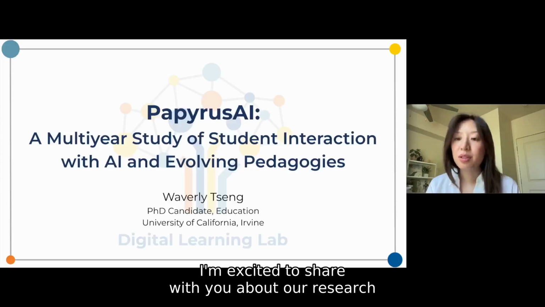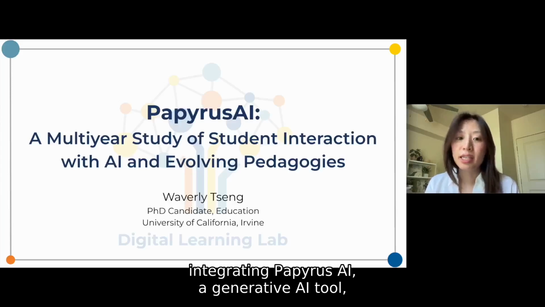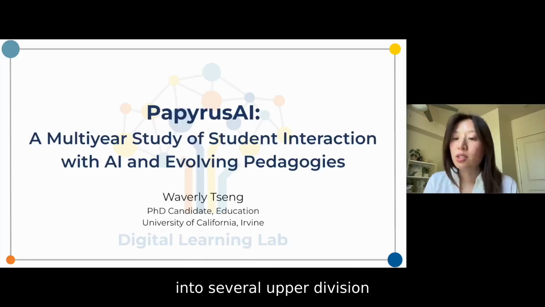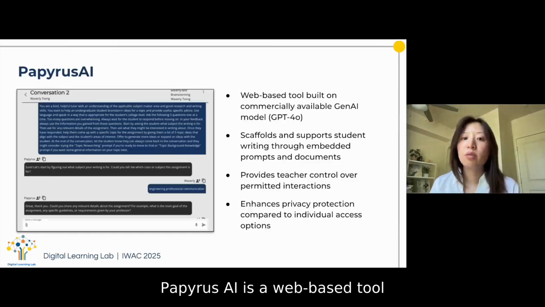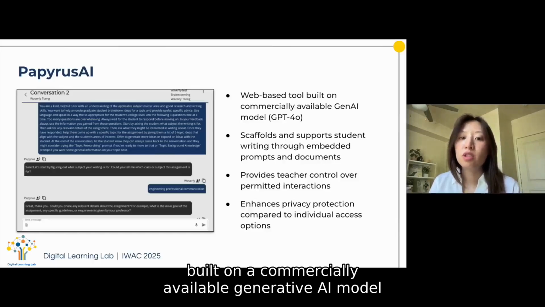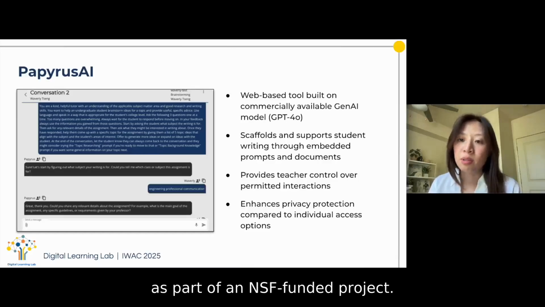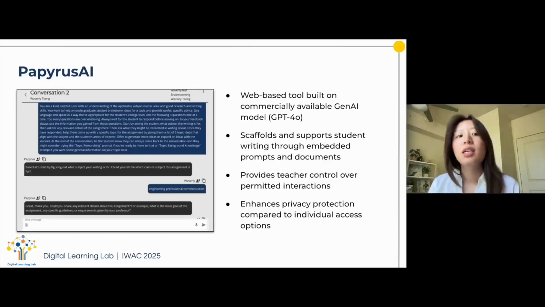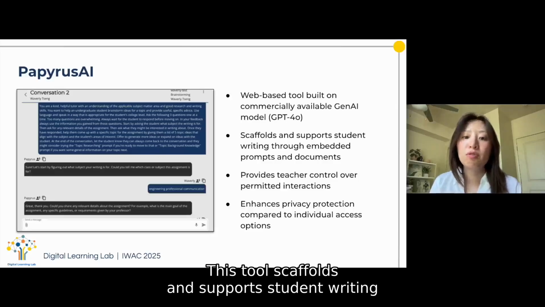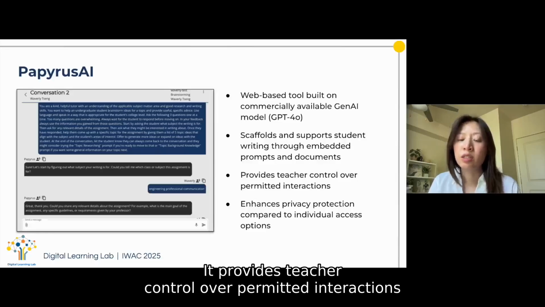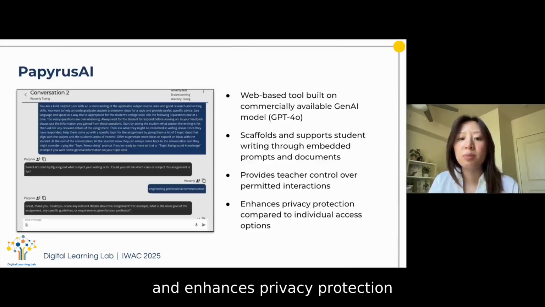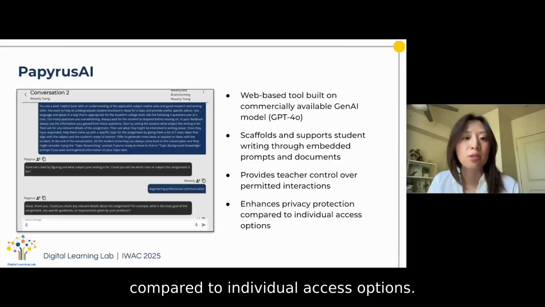I'm excited to share with you about our research integrating PapyrusAI, a generative AI tool, into several upper division engineering writing classrooms. PapyrusAI is a web-based tool built on a commercially available generative AI model that our lab has developed as part of an NSF-funded project. This tool scaffolds and supports student writing through embedded prompts and documents. It provides teacher control over permitted interactions, and it enhances privacy protection compared to individual access options.